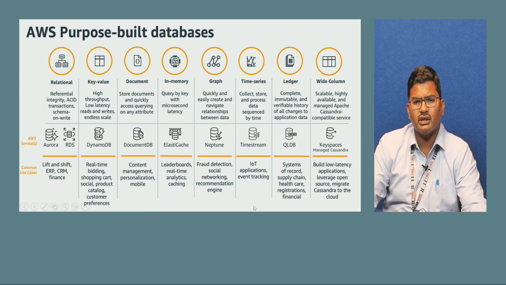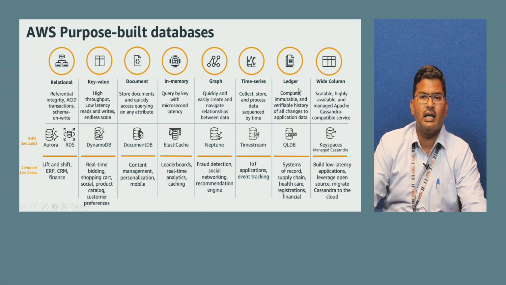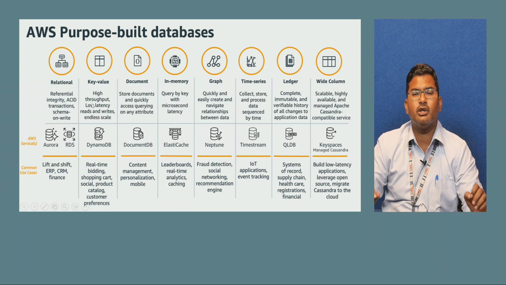Coming to the non-relational, that is non-structured, not only structured query languages, the data is going to be stored in the form of collections, documents, key values, in memory, graph, time series, ledger, wide columns. Let us see key value. The best example of key value is DynamoDB. Amazon DynamoDB is the most suitable example for a non-relational key value pair, where it is going to store the information in a distributed nature.